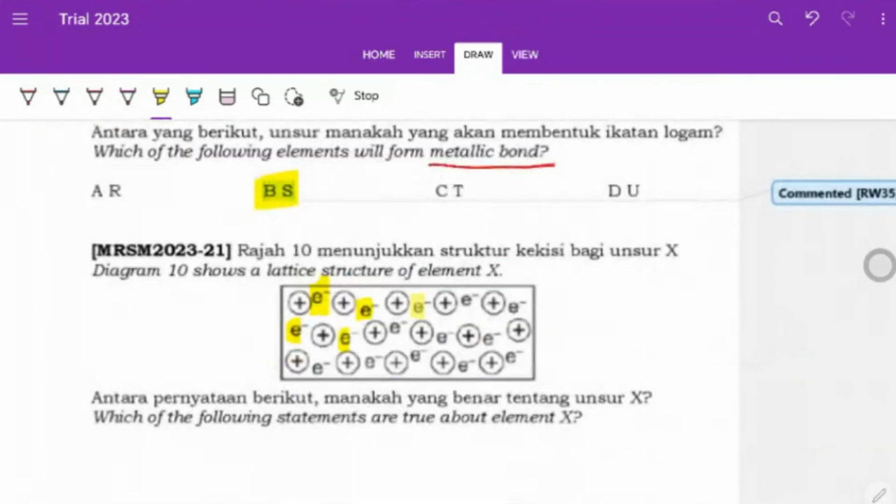Now this one is what? Sea of electrons. So electrons can move freely, with no specific direction. You can just move like that. Move freely, gerak secara bebas. So this one is called sea of electrons. That's why the metal can conduct electricity, because of the movement of electrons.